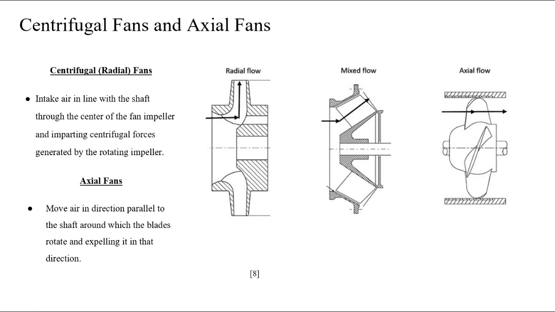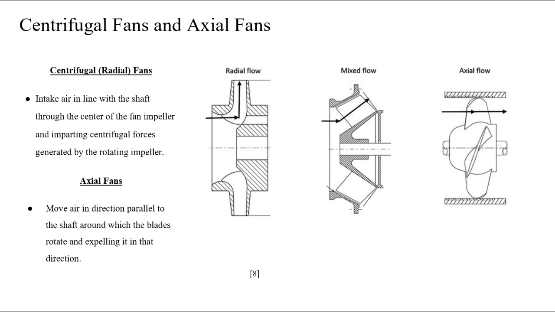Centrifugal fans work by intaking air in line with the shaft through the center of the fan impeller, and then imparting centrifugal forces that are generated by this rotating impeller. This pushes the air outward to the edge of the fan, changes the direction of the flow from axial to radial, and increases the pressure and velocity. Axial fans operate by moving air in a direction parallel to the shaft around which the blade rotates and expelling air in that same direction, as you can see to the right.